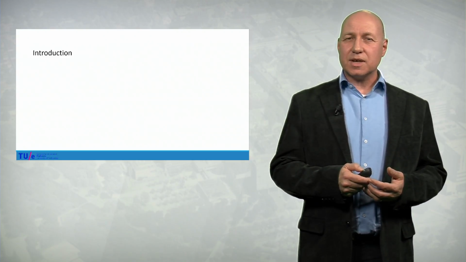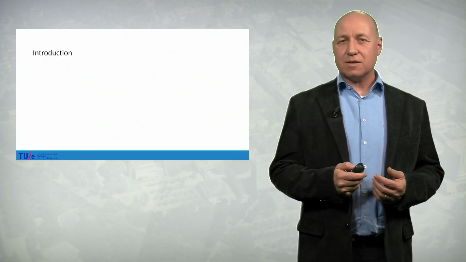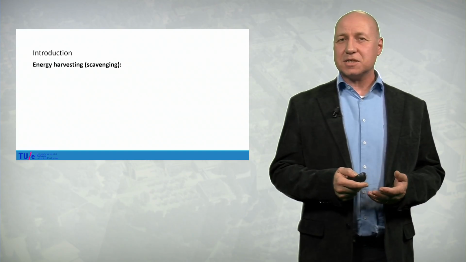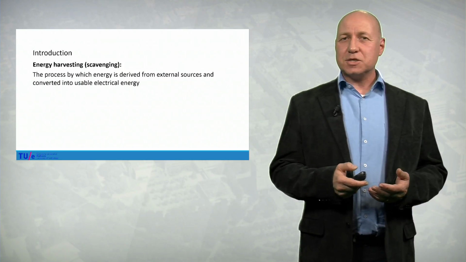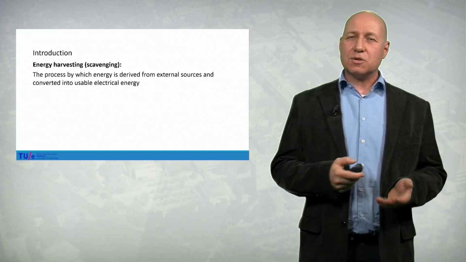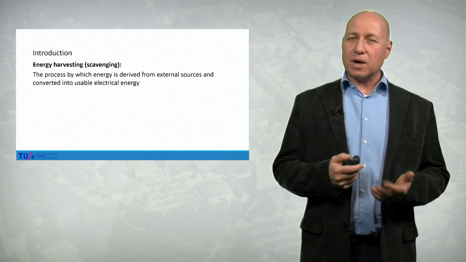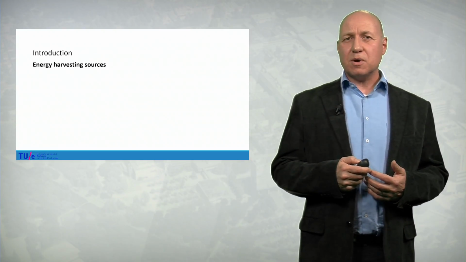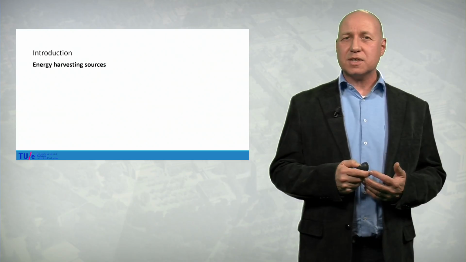Wireless power transfer is a special case of energy harvesting. Energy harvesting used to be known as energy scavenging, and it is the process where you take energy out of your environment to power electronic devices. What are the most common sources for energy harvesting?